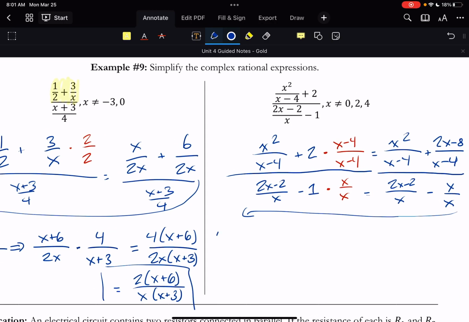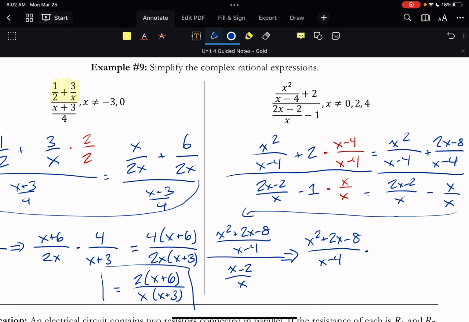So this is going to give me x squared plus 2x minus 8 divided by x minus 4, all divided by 2x minus 2 minus x. So 2x minus x is x minus 2 over x. And again, this is now dividing, so it's multiplying by the reciprocal. So I get x squared plus 2x minus 8 over x minus 4 times x over x minus 2.